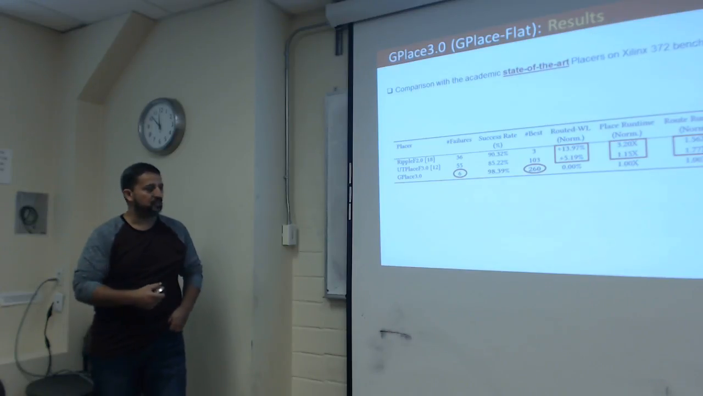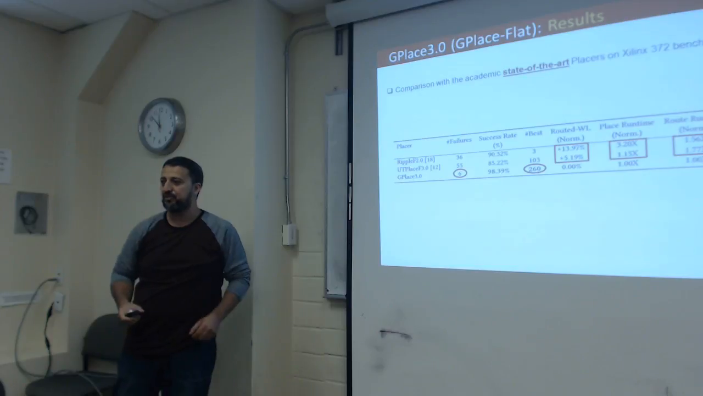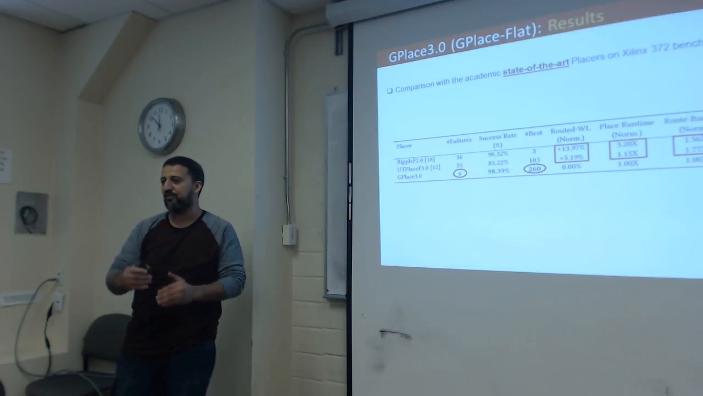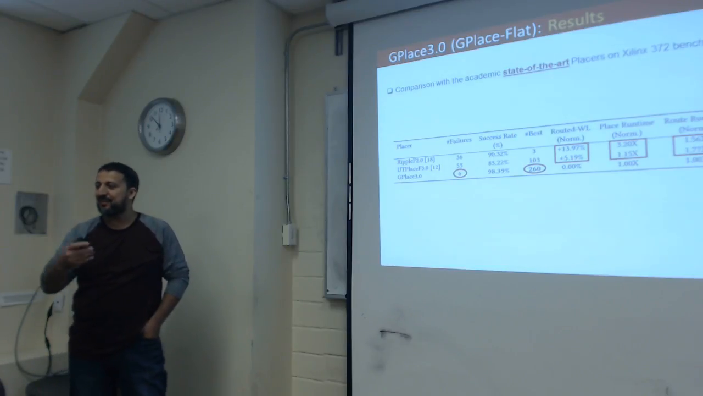Maybe the other teams tried to have a much better routed wire length, and so they are on the edge of routability. So that's why in some benchmarks they are barely routed.